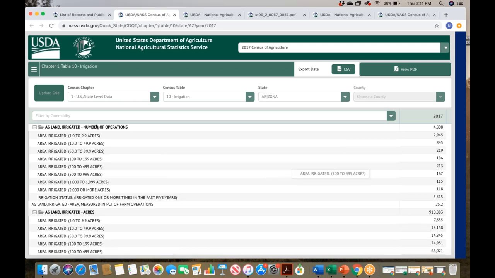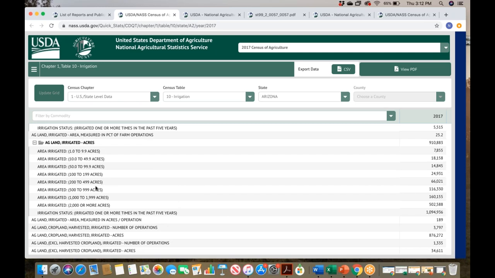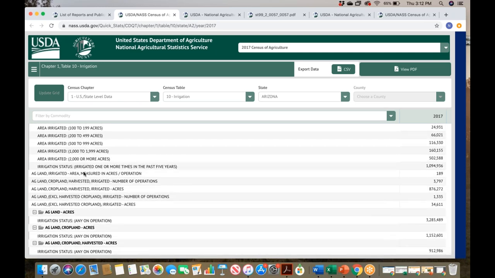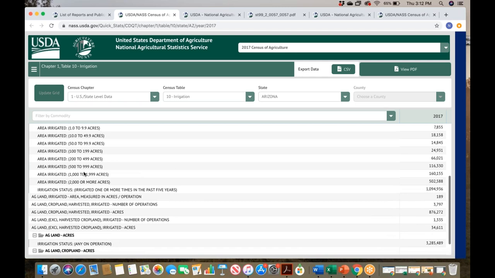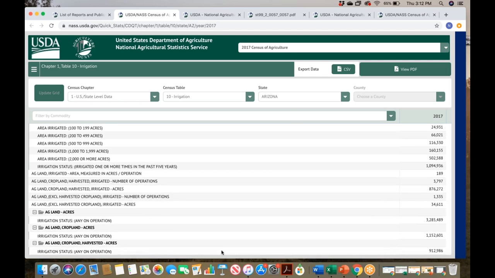How many irrigated operations in Arizona? And this information is broken down into category. So for farms, operations that are 2,000 or more acres, you can see that there are 118 operations that are 2,000 or more acres with irrigation. You can also see how many acres are irrigated in certain categories. And irrigation status on any operation, 1.1 million. So lots of information that's specific to what you want to know.